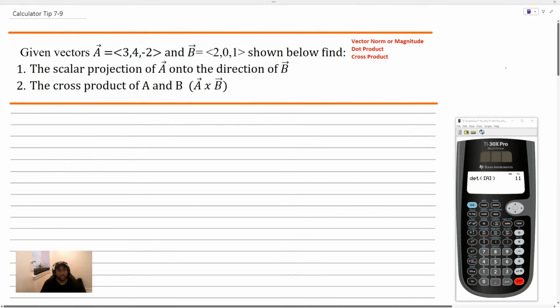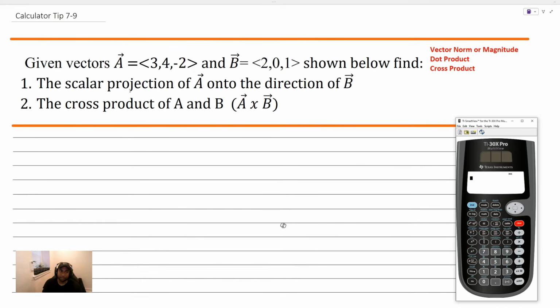Okay, so we're given vectors A and B shown below, and we're asked to find the scalar projection of A onto the direction of B, as well as the cross product of A and B. Okay, let's first talk about how to solve the problem.